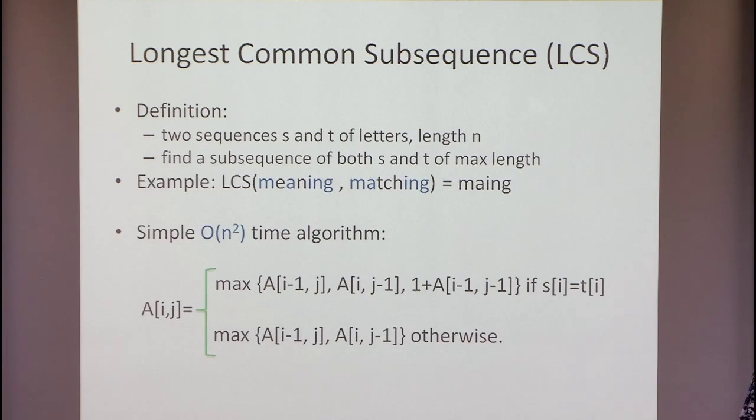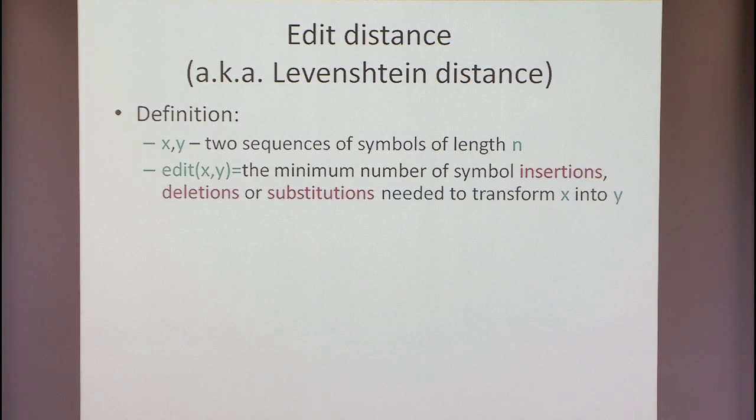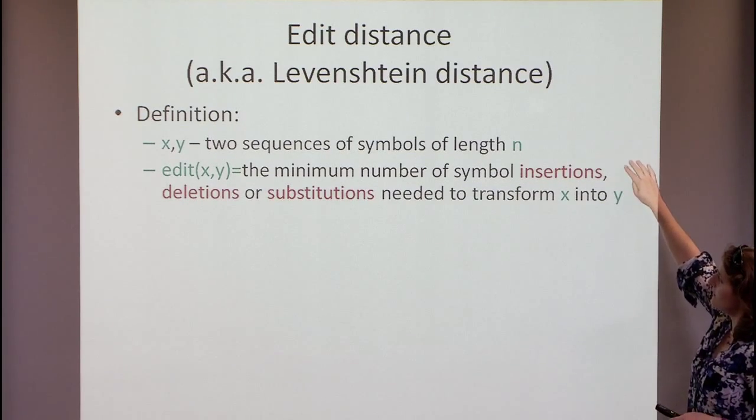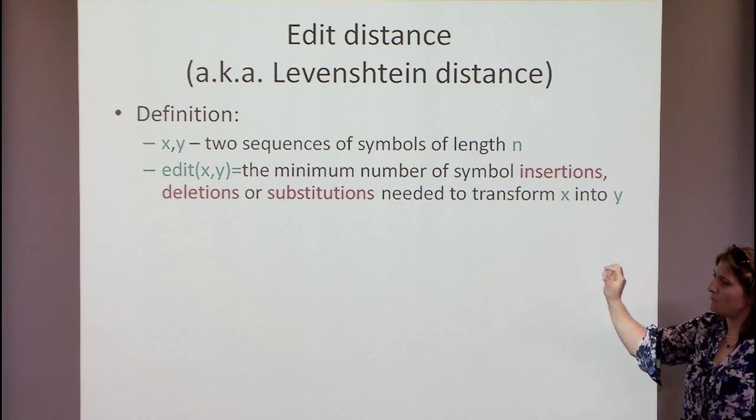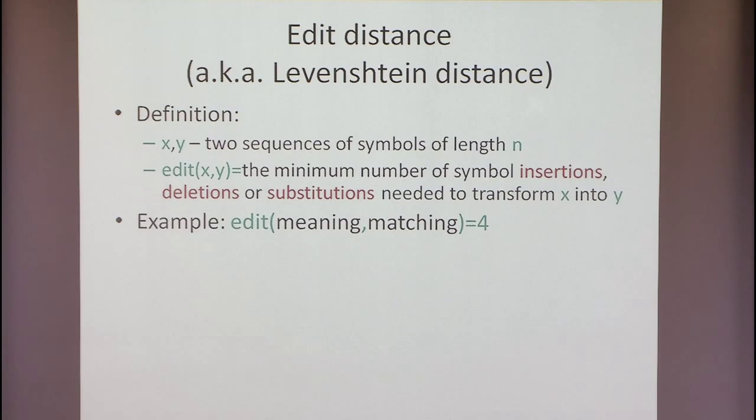Okay. So then we have a slight variant on this, which is the edit distance problem, which is even more studied. So here we're given, again, two sequences of symbols of length n. And now you want to define the distance between these sequences as the minimum number of symbol insertions, deletions, and substitutions. So here's an example.